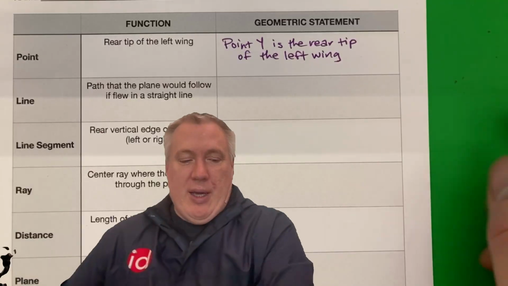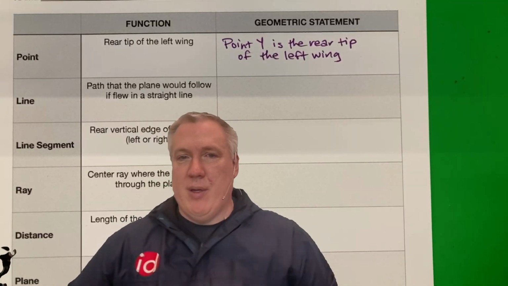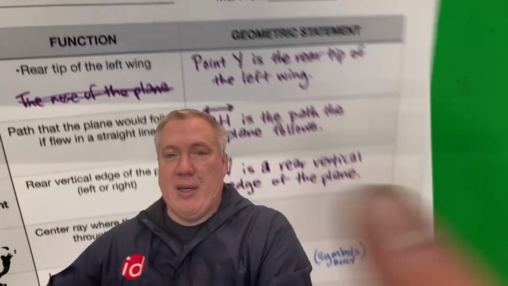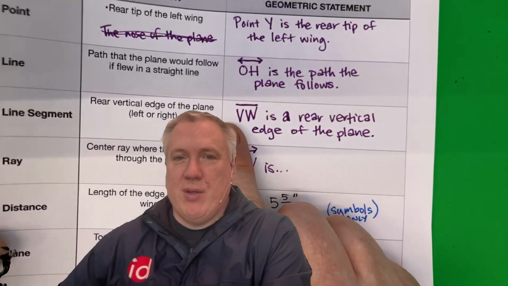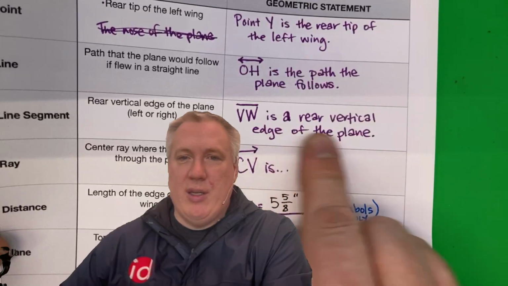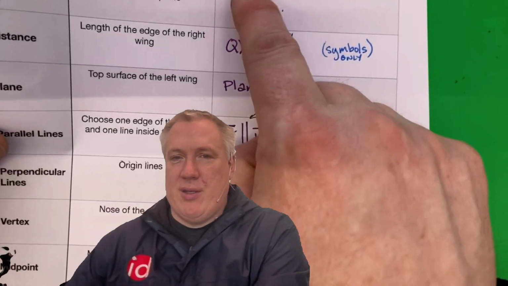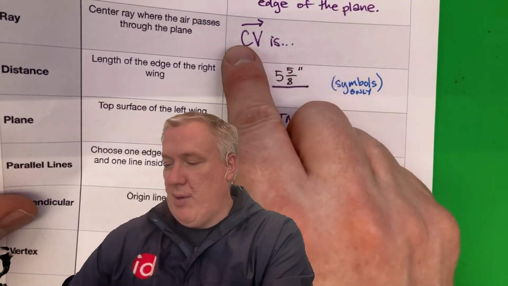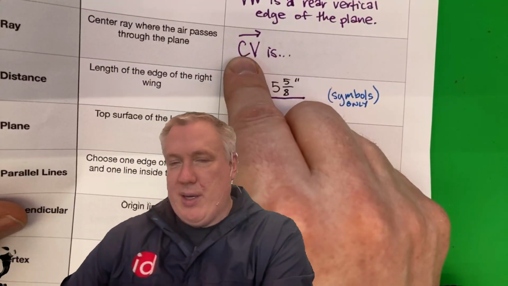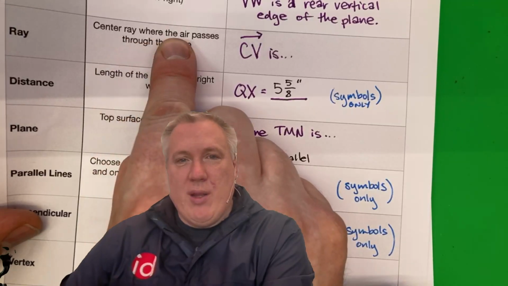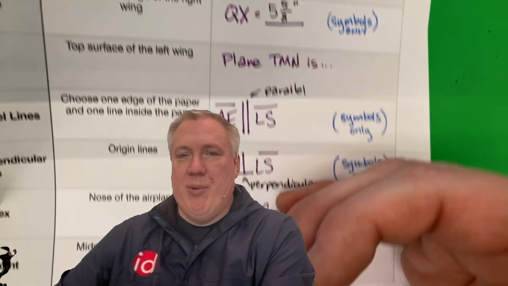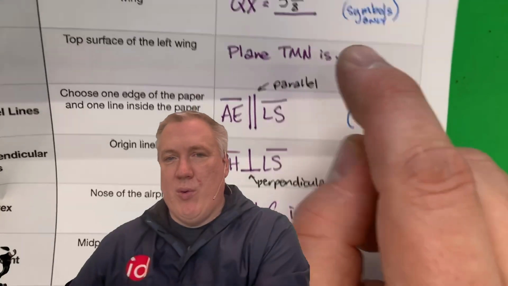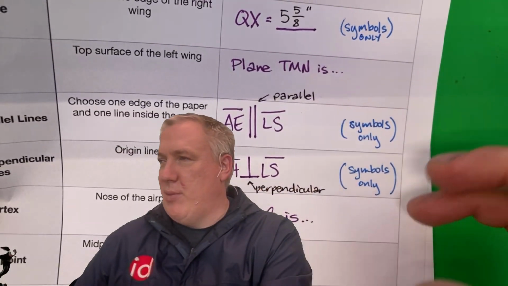Most of these will be a sentence. So to give you some examples, and we'll get back to the specifics, but do you see this says line OH is the path the plane follows. Ray VW is a rear vertical edge of the plane. And then down here I started being more brief because I didn't want to take too much time. Sorry, that's line segment. This would be ray CV is, what is it? It's where the air passes through the plane. That's what you would finish writing. Okay. But some of these, what's in purple are examples of what you would write, similar things. But what's in black and blue are just giving little notes on it.